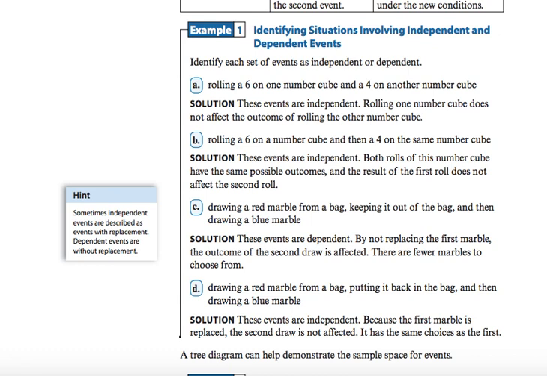Letter B, rolling a 6 on a number cube and then a 4 on the same number cube. These events are also independent because when I rolled the dice, I can just pick it up and roll it again. It doesn't have an effect on what the previous roll was. So this again has the same probability. Just because I'm using the same cube doesn't change anything.